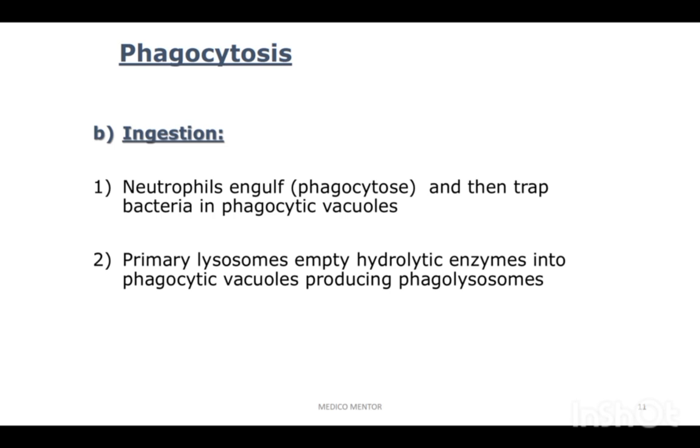After the formation of the phagocytic vacuole, a connection between the phagocytic vacuole or the phagosome with the lysosome is formed, and the connection is called a phagolysosome. Now, after the formation of the phagolysosome, the lysosome can empty its hydrolytic enzymes into the phagocytic vacuole.